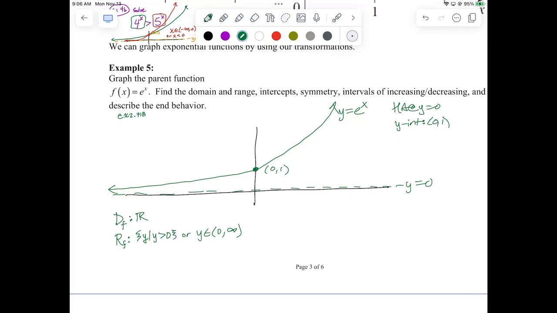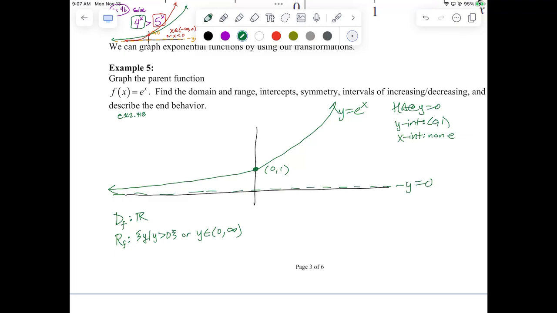Is e to any number ever going to equal 0? No. Is e to any number ever going to be negative? No. Same thing with 2, right? 2 to any power is never 0. 2 to any power is never negative. These characteristics for the domain and range are true for all exponential growth and decay functions of the form b to the x. Okay, we already found the y-intercept. Are there any x-intercepts? No. So I'll just come over here and put none for x-intercepts.